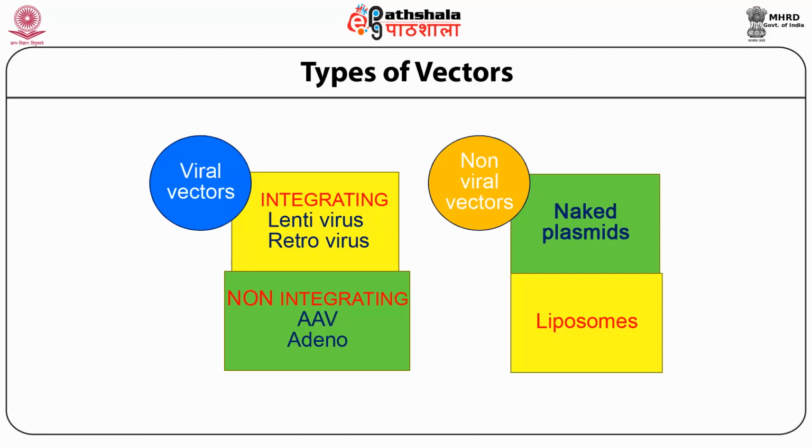Such vectors lose their ability to reproduce in target cells, ensuring safety of the patient. However, these viral vectors can be replicated in specialized cell lines called packaging cell lines, which provide the function of the depleted viral genes, allowing production of recombinant viruses in large numbers.